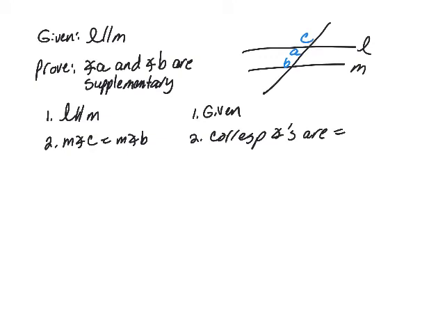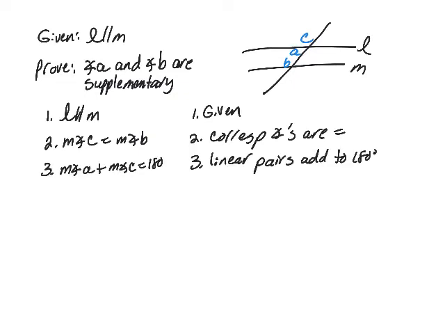So we're going to do that. A and C add to 180 because linear pairs add to 180. Okay, so I could say the measure of angle A plus the measure of angle C is equal to 180 because linear pairs add to 180. Angles on a line add to 180. Either way would be acceptable there.